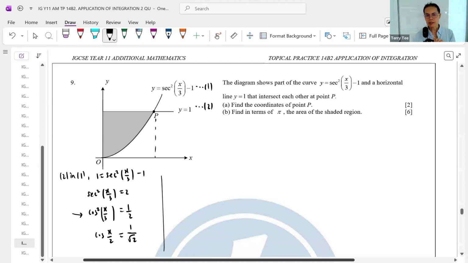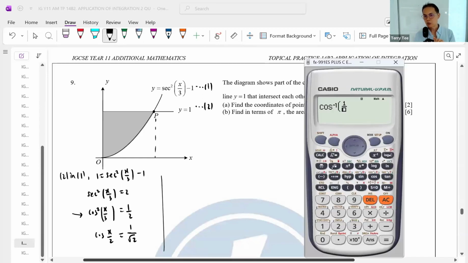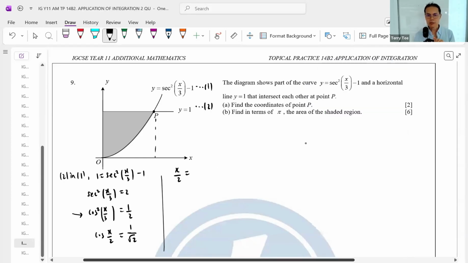So use your calculator. This one have to use calculator. Shift cos 1 over sec 2. It will be pi over 4. So you can write 1 over 2 x is pi over 4. When you times 2, x is pi over 2. So your coordinate of point P is pi over 2 and 1. You write your x followed by your y. Okay, your x is pi over 2, your y is 1.